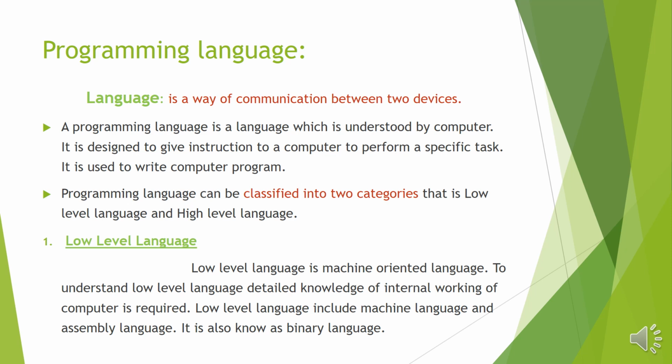As we know from a previous tutorial, language is a way of communication between two devices. So we can say that any two devices, any two things can communicate with each other with the help of a language. A programming language is a language which is understood by the computer and designed to make a program. This program is used to perform a specific task, and these programs are written by a programmer.